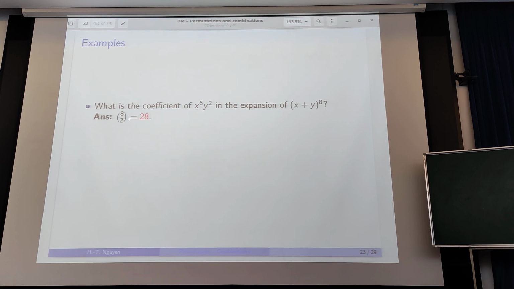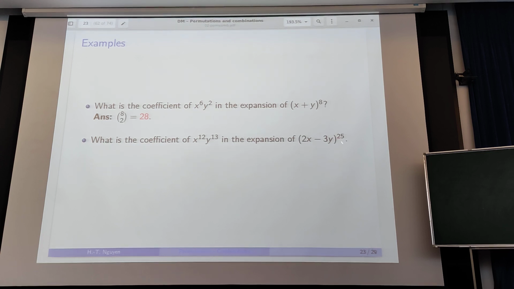Okay, so it's simply this. For small numbers like this one, you can. So this is equal to 8 times 7 divided by 2, which gives you 28. Okay, on to the next example.